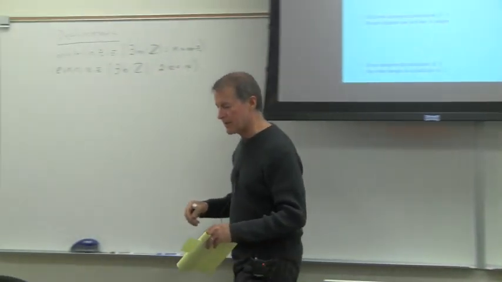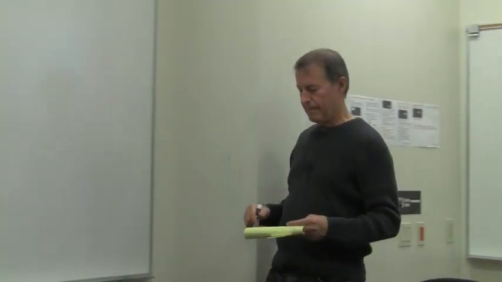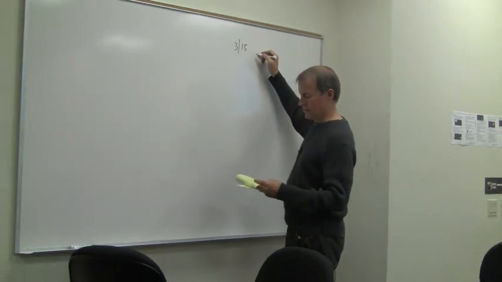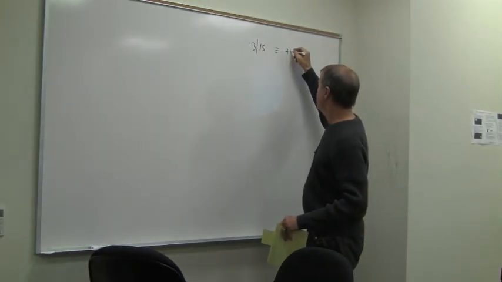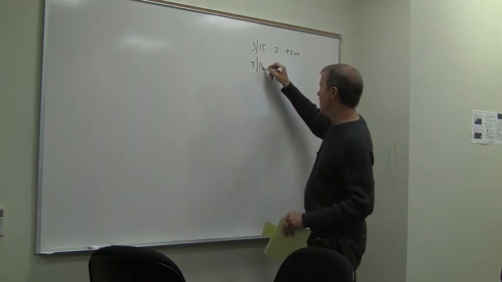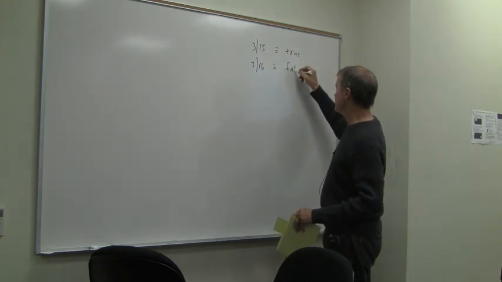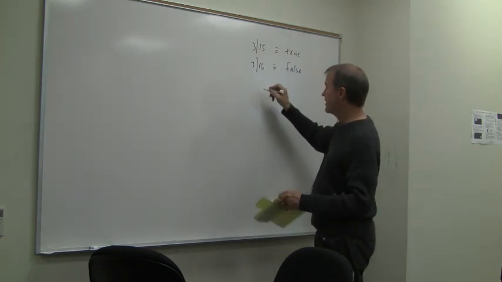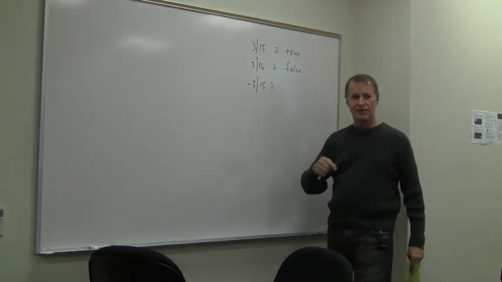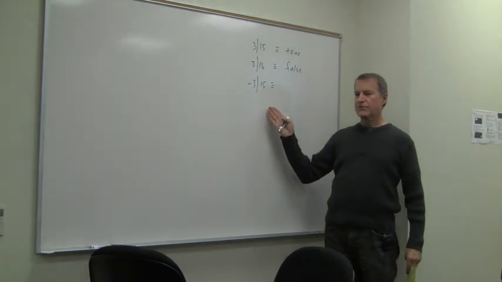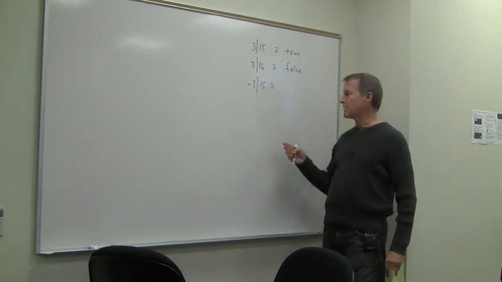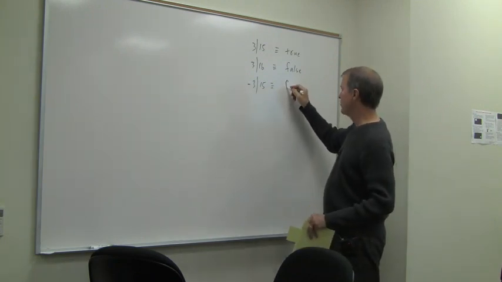Here, let me give you a series of examples. 3 divides 15. Is that true or false? True. Now what about 3 divides 16? False. But now what about negative 3 divides 15? According to this definition, it's false, because V has to be positive. Are you with me? So this turns out to be false.